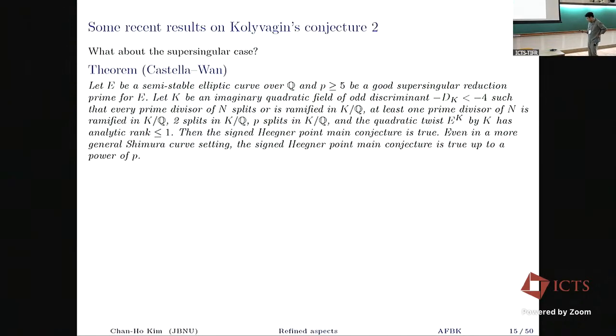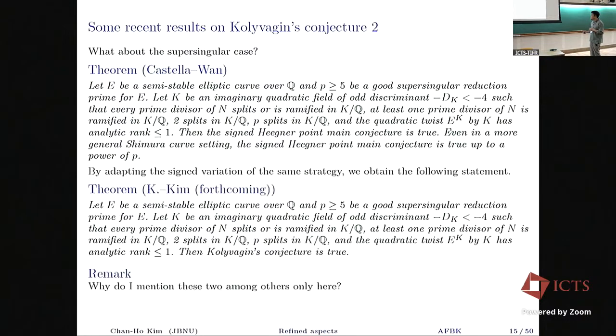How about the supersingular case? There is a theorem of Castella, which works for semi-stable elliptic curves. There are several conditions, but what I want to say is simple: take a semi-stable elliptic curve, and p larger than 3 a good supersingular reduction prime. Then we can find an imaginary quadratic field for which, in this case, the signed version of the Heegner point main conjecture is true. Even in a more general Shimura curve setting, the signed Heegner point main conjecture is true up to a power of p. This is the work of Castella.